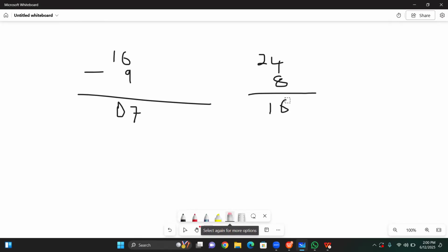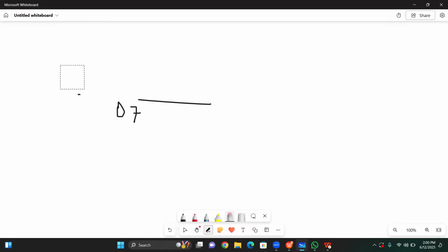So what of binary subtraction? How do we do it? Okay, this is how we do it. So let's say I want to do 3 minus 2. And remember, this is 3 in decimal.